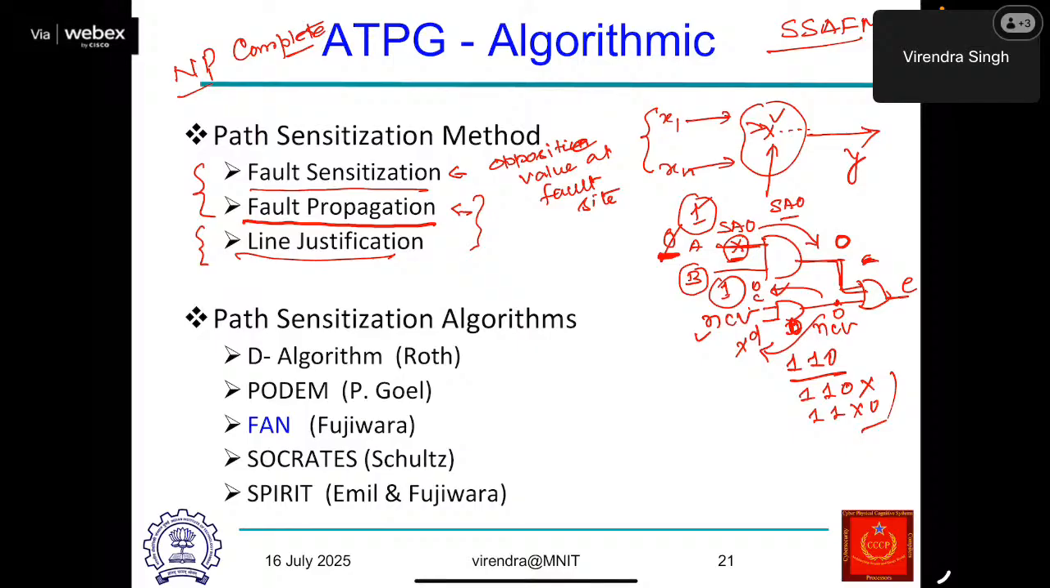This was proved way back in the late 70s or early 80s by Professor Fujiwara. I happen to be his student, so I feel good when we talk about the complexity of circuits.